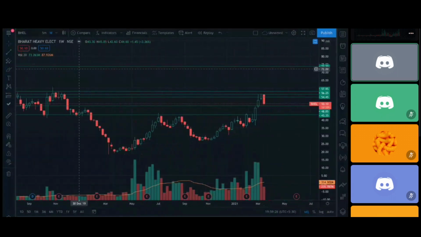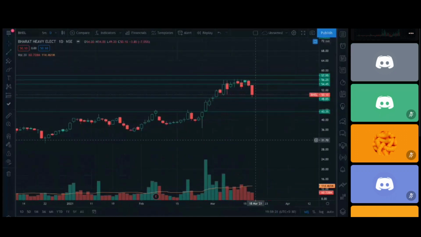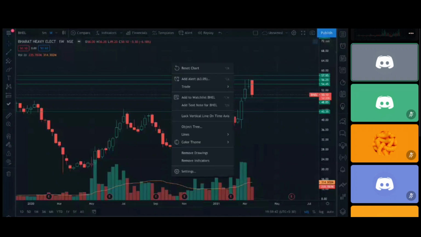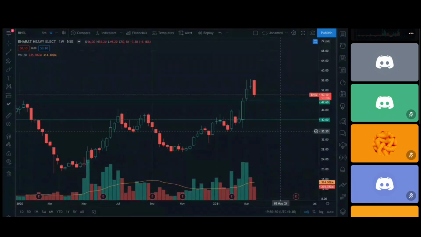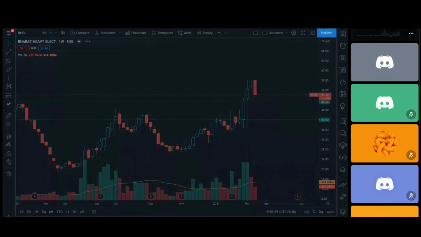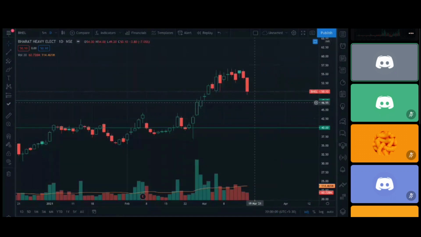I hope this is clear, but let's go to the daily time frame. Okay, let's clear it out. So on a daily time frame, now you can see that these are the levels that are plotted.